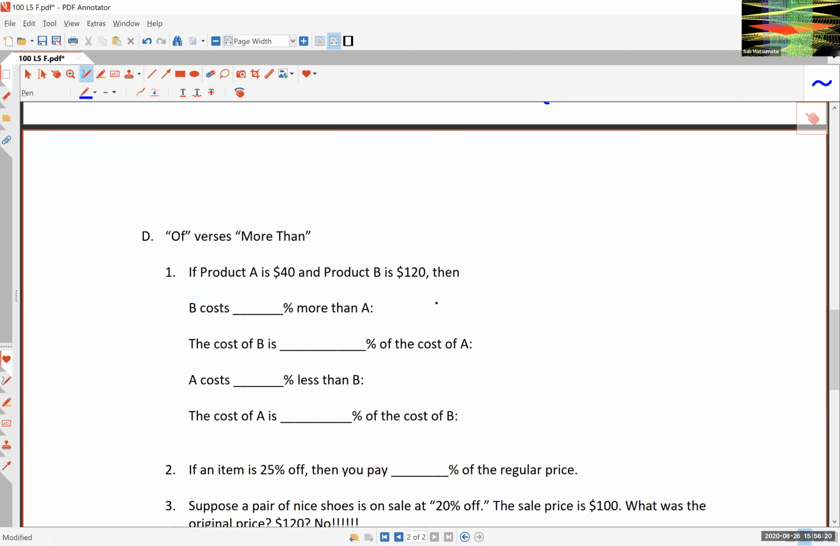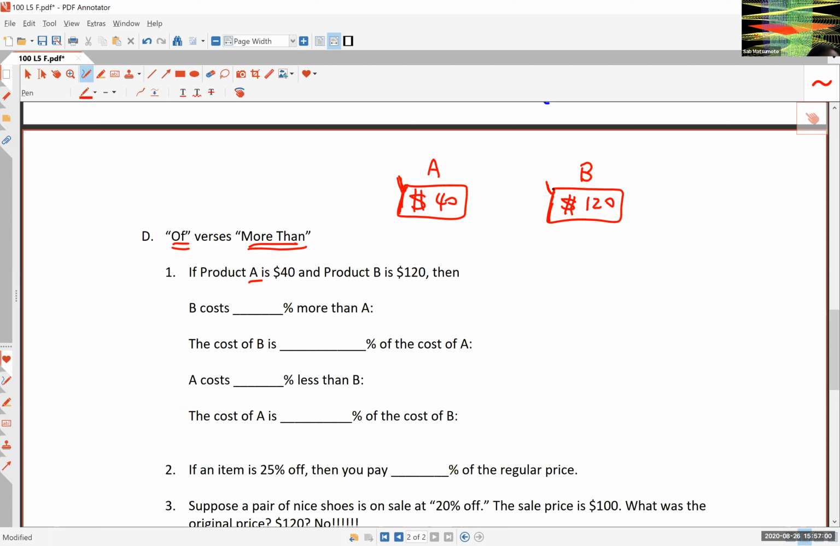All right, so part D. Now, there is a slight difference when you talk about of and more than or less than. Okay, so let's imagine product A. That's $40. The product A has the ticket price value of $40, and you have a product B which costs $120. Maybe A is a pair of shoes, a real cheap pair of shoes. B is a pretty decent pair of shoes that costs $120.